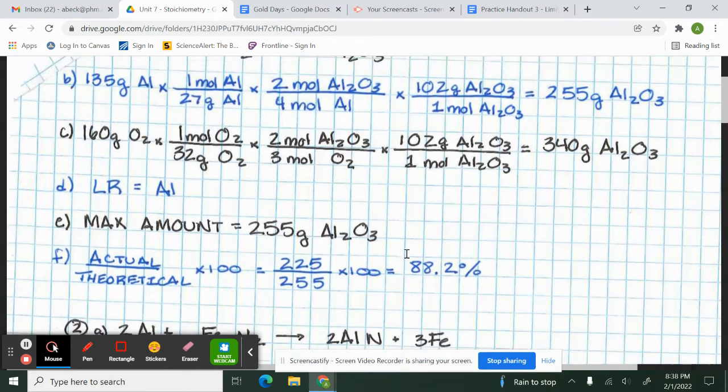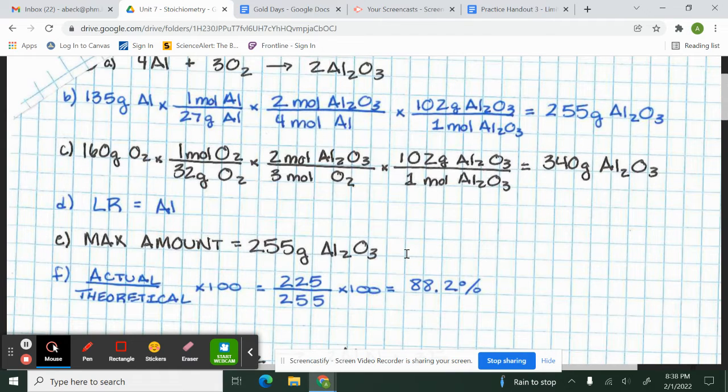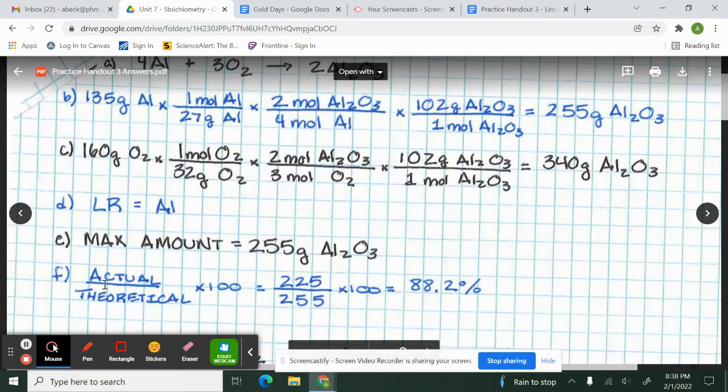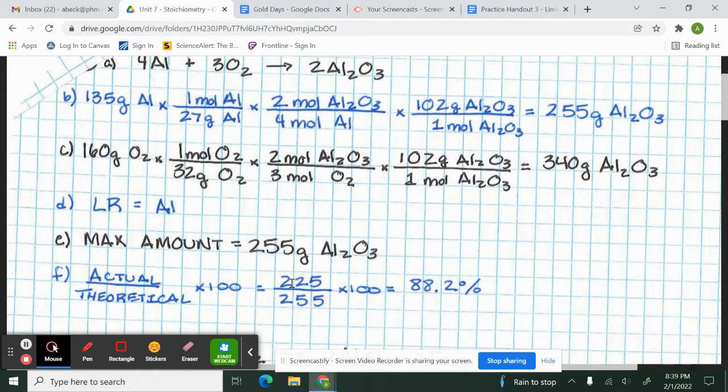I said, I want to show you that. What is the percent yield? You can see here, it's the actual over theoretical times 100. We actually made 225. That is from the question. Max amount, 255, that's our theoretical, how much we could or should be able to make. Times 100 gives us 88.2%. I will always go to the tenth of a percent. After that, we don't need that type of precision. So that is percent yield.